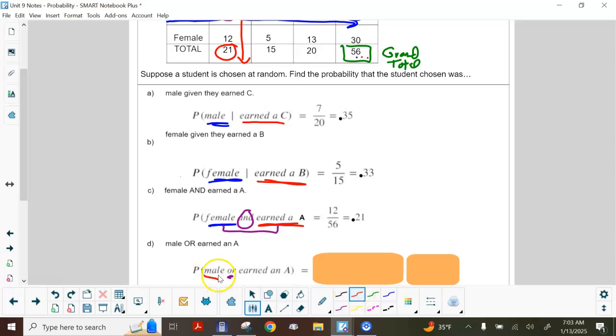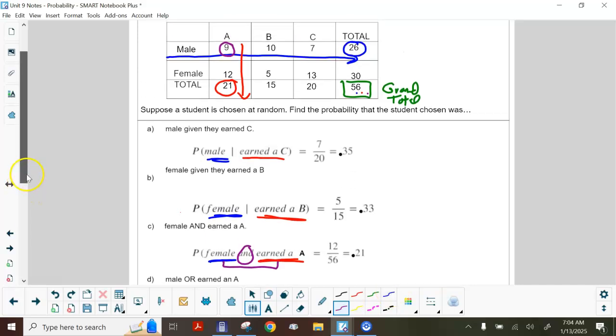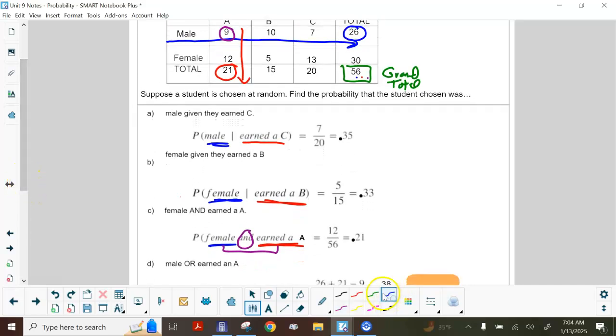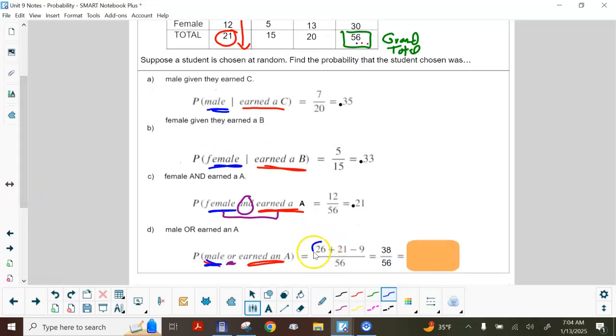So here's male. Male was the blue line. Earned an A was the red line, and then between the two, remember that was the or, the overlap, the intersection. So here's the fractions. Just as a reminder that the 26 was the male number. So that's the one I have here on this fraction. So 26 out of 56.